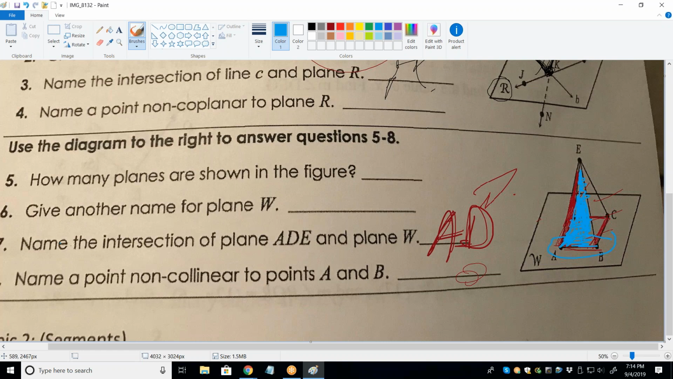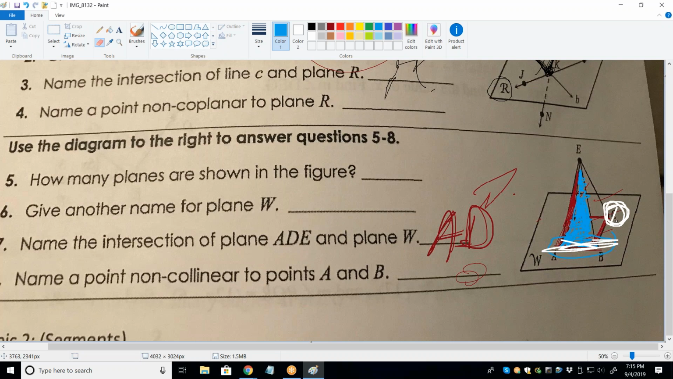And number 8, name a point non-collinear to points A and B. E. Okay, that's good enough. How about another point? No, there's actually a few others. How about C? C is not collinear to A and B. It's not on the same line.